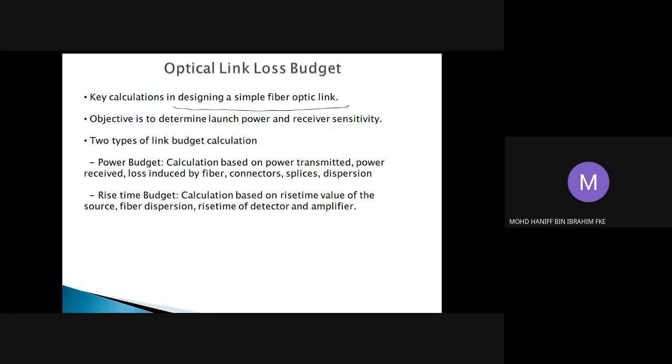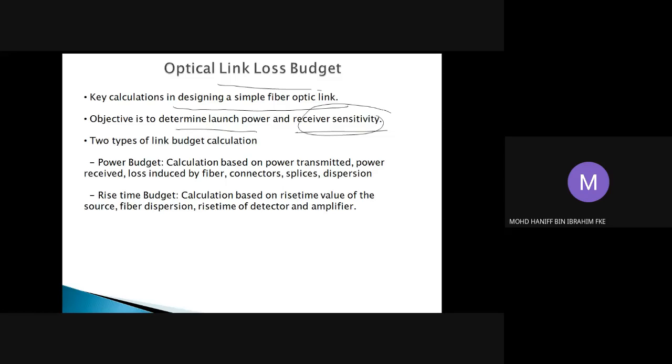The objective of this link loss budget is to determine the launch power and also the receiver sensitivity. So whether the launch power that we introduce in the system is enough to be recovered at the receiver side. Basically it will involve the value of the receiver sensitivity. So all of these are interrelated when you proceed with the optical system design later on.